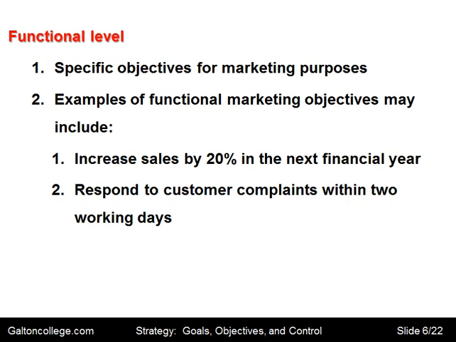The functional level, well, specific objectives, let's say, for marketing purposes. For example, examples of functional marketing objectives may include increasing sales by 20% in the next financial year. That's a functional level target. It's telling the marketing department that sales must increase by 20% in the next financial year. Or it may look at how to respond to customer complaints and say that a response must take place within, let's say, 2 working days. So it's functional level. It's down to how the business functions, and looking at individual parts of the business and setting targets for the individual parts of the business.